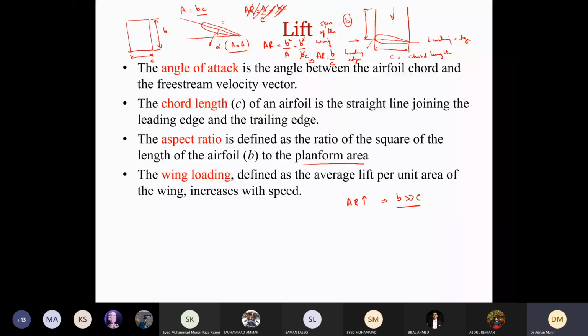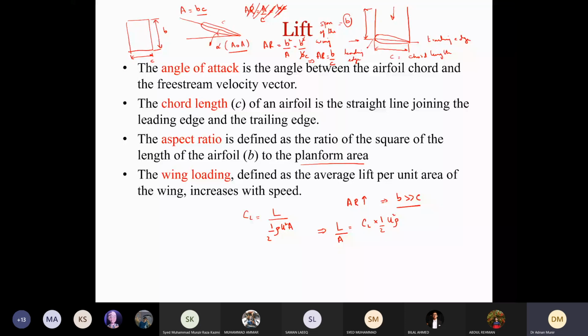which increases with speed. So from here you can see that CL equals L over half rho U square A. Now if I rearrange this equation in terms of L, it becomes CL into half, so L over A, so lift per unit area equals half U square rho, right? So this is the equation.